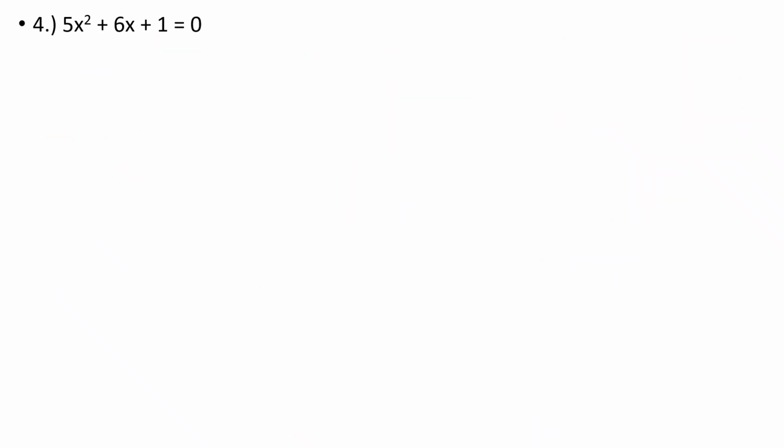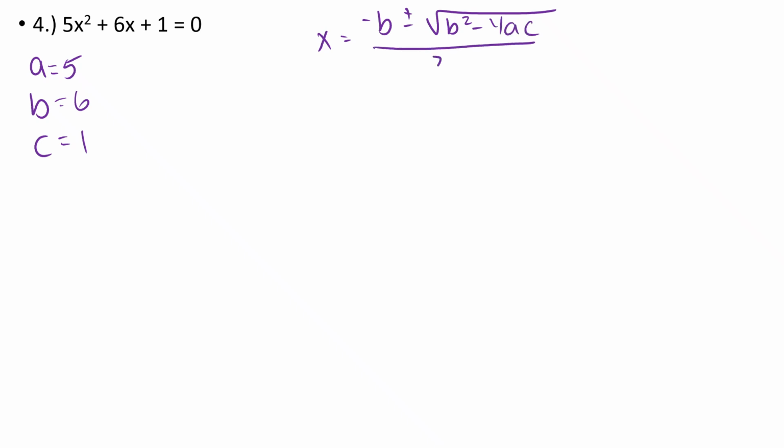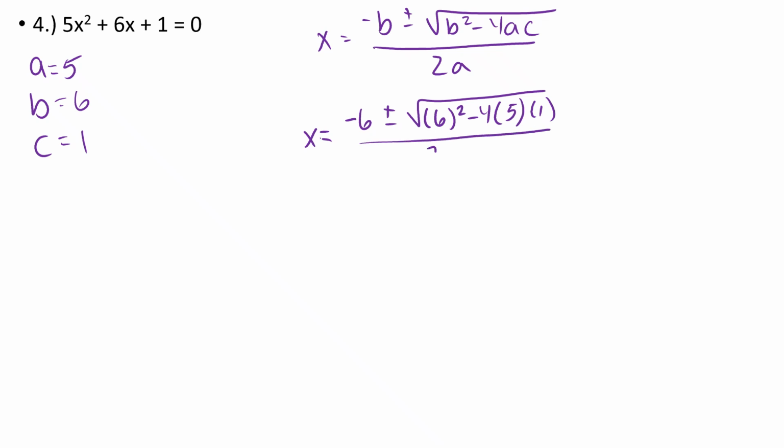All right, next one. This one is in the right form, so this is good. A equals 5, B equals 6, and C equals 1. And take that moment and write down that formula. It should not take you more than 10 or 15 seconds to write it down. And let's go ahead and plug it in. The opposite of B is 6, so the opposite of 6 is -6. We're going to put that 6 in the parentheses just so we don't forget about it. 4 times 5 times 1, all over 2 times 5.